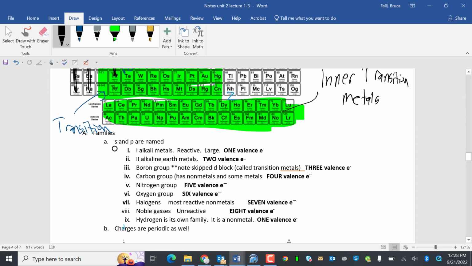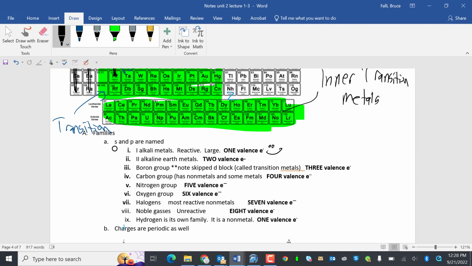So the alkali metals are reactive. They're large. They have one valence electron. Those are how you describe them. Group 2 is the alkaline earth metals. They have 2 valence electrons. 3 is the boron group. Notice we skipped the D block, which we call the transition metals, with 3 valence.